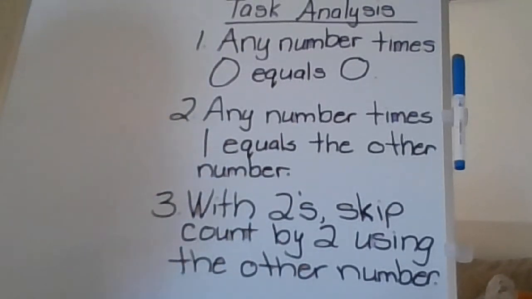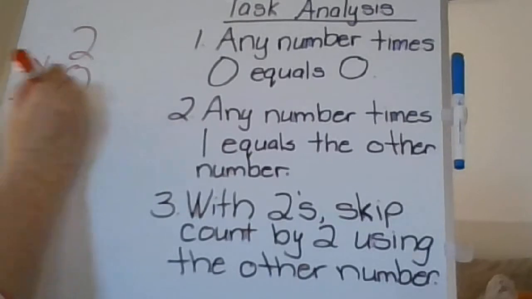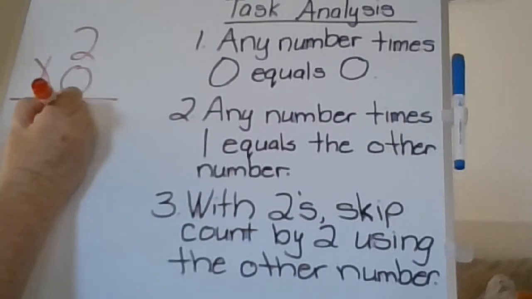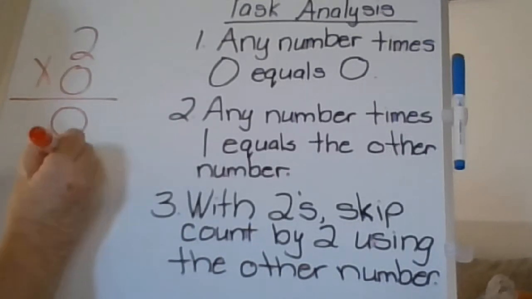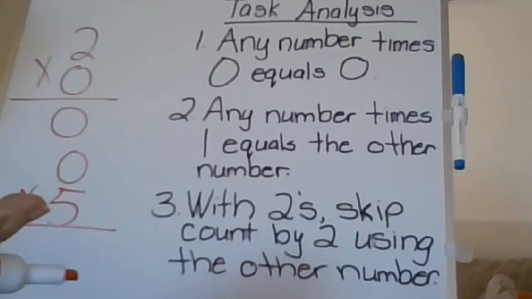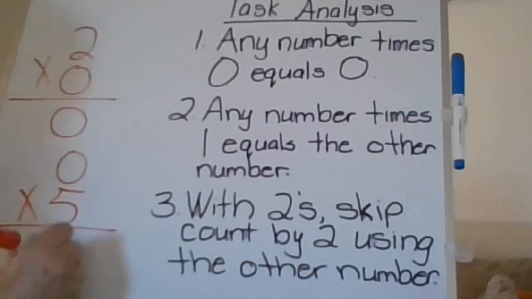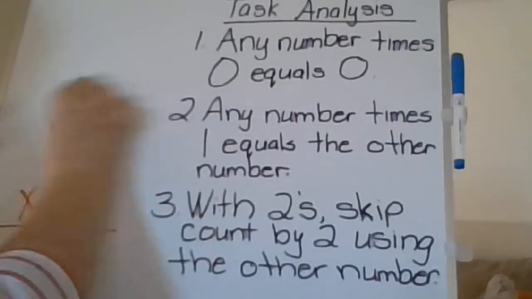Our first step: any number times 0 equals 0. 2 times 0 equals 0, because any number times 0 is 0. 0 times 5 equals, tell me, 0. Great job.